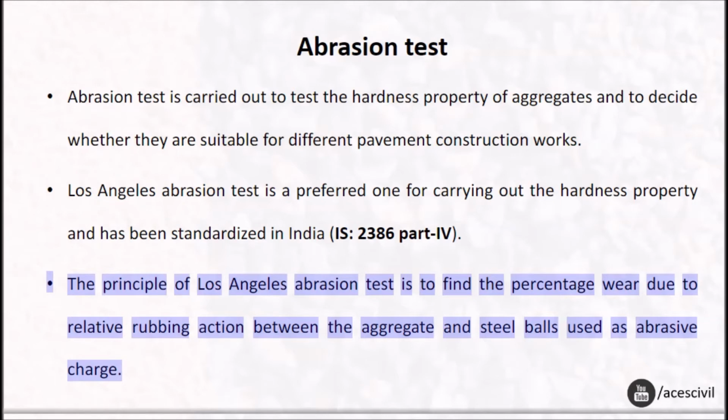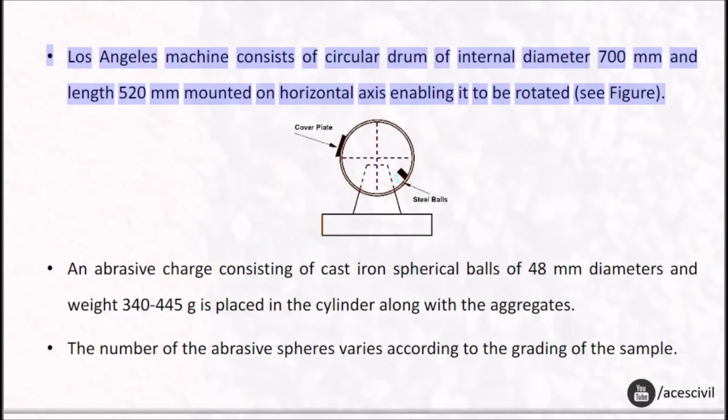The principle of the Los Angeles abrasion test is to find the percentage wear due to relative rubbing action between the aggregate and steel balls used as abrasive charge. The Los Angeles machine consists of a circular drum of internal diameter 700 mm and length 520 mm mounted on a horizontal axis, enabling it to be rotated. See figure.